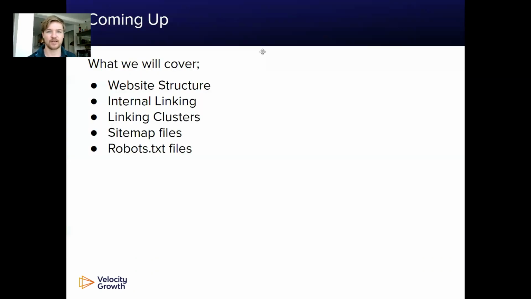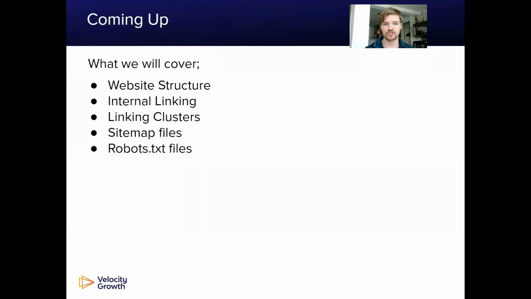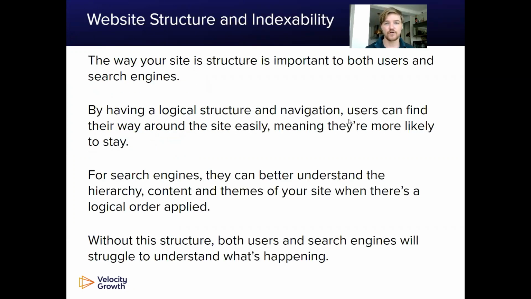So coming up, what we're going to cover is website structure, internal linking, linking clusters, sitemap files, and robots.txt files. Now, you've probably heard of sitemaps, maybe even robots. You've probably heard of internal links or internal backlinks, as some people call them, but you may not be aware of all of the details around them. So first up is website structure and indexability.